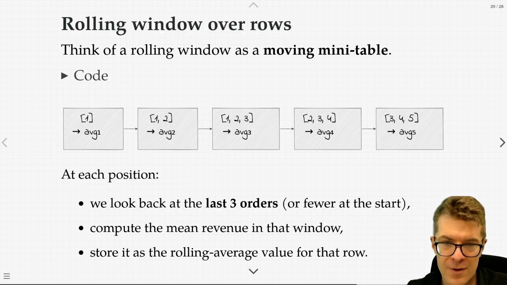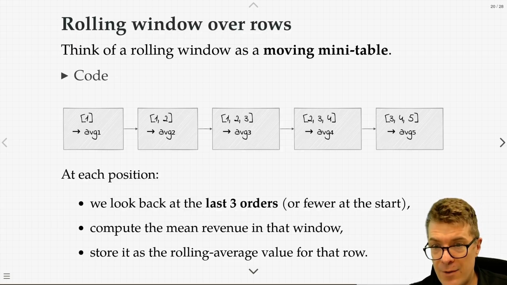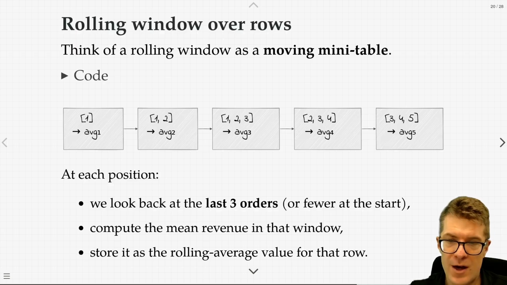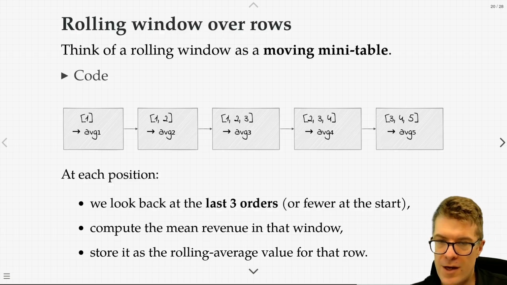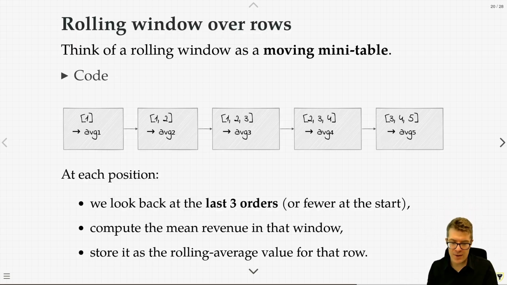I move that window down. Now I finally get 3 values, the rows 1, 2, and 3. Take the average of those. That's stored in my third smoothed observation. Then I move the window down. I still have 3 observations, but now I have rows 2, 3, and 4. Take the average of those, and so on as I move my window gradually down the table.